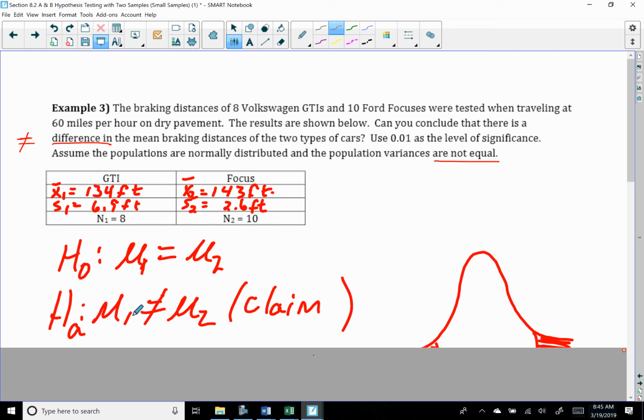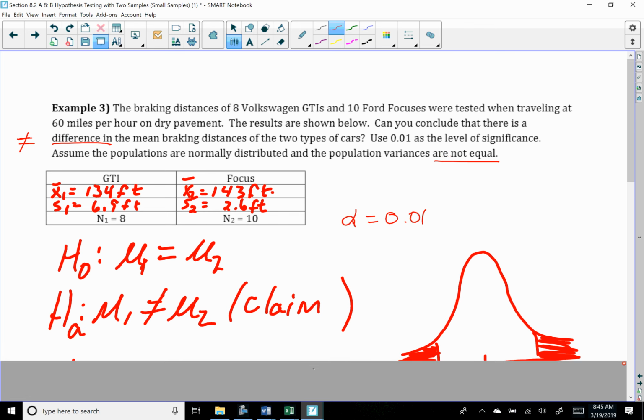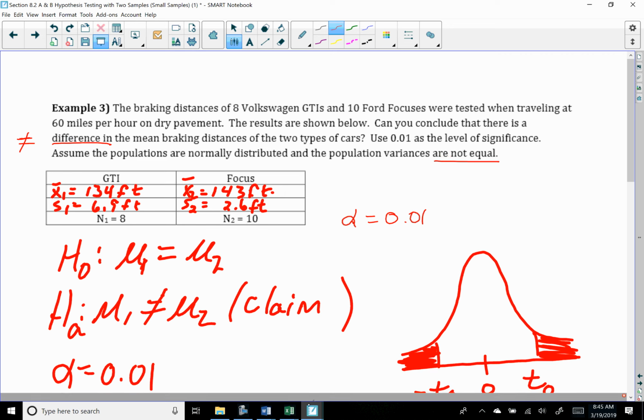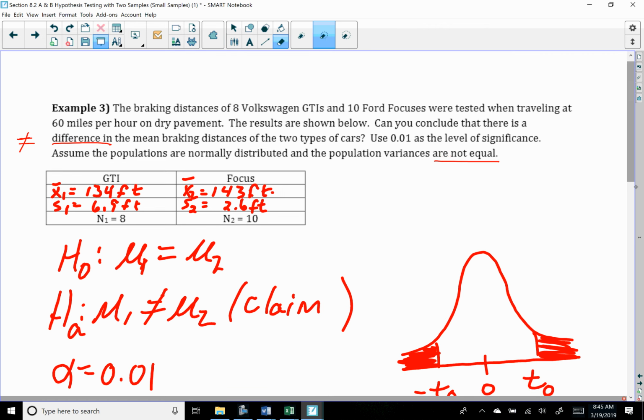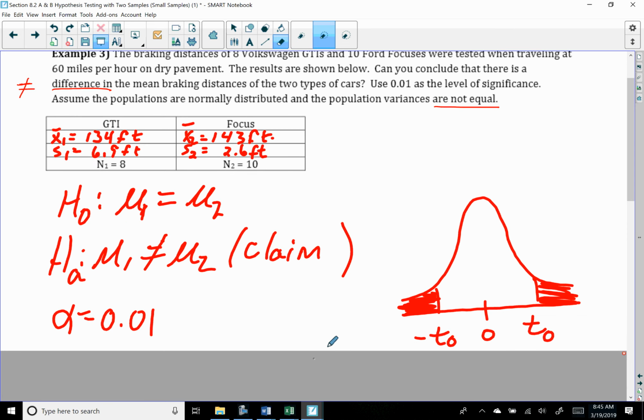So this is a two-tailed test, and alpha is 0.01. That means we have a two-tailed curve, and each tail contains alpha divided by 2, 0.005 in each one.